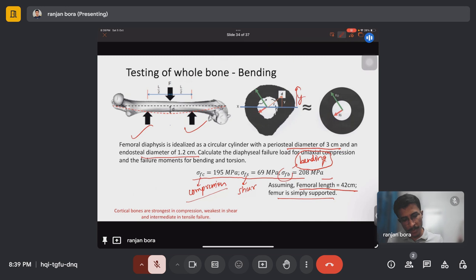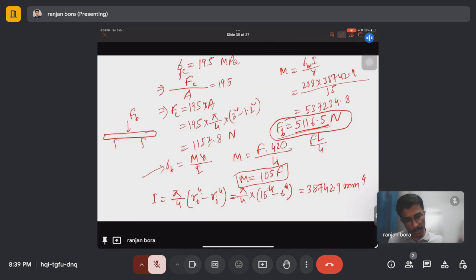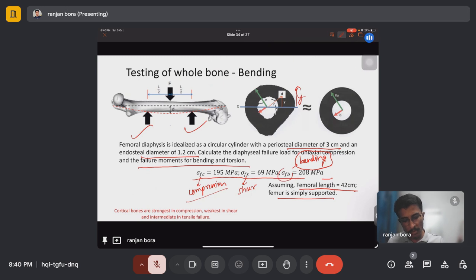Next, in the question it is asking about the failure moments for bending and torsion. So moment is FL by 4, or it is 105 F, which we have already calculated, Newton mm. Now for the torsion case, we are given the maximum shear stress 69 megapascal.